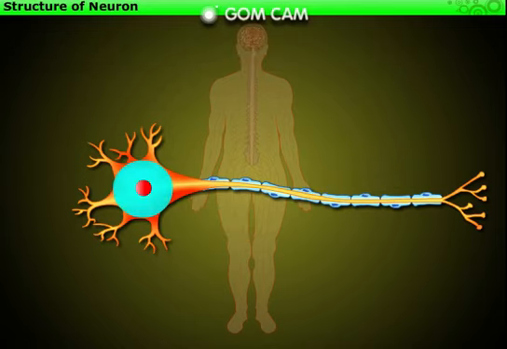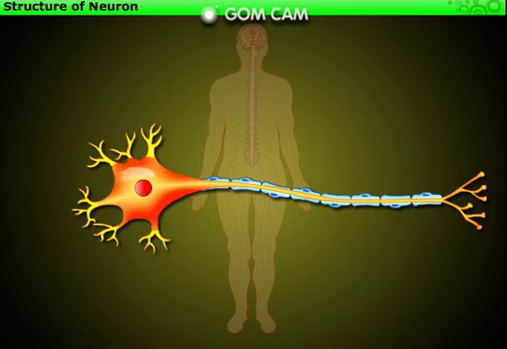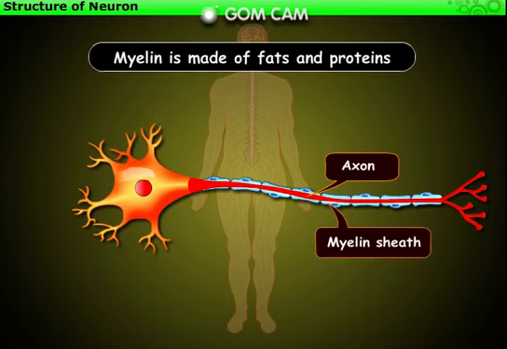The cell body of a neuron contains cytoplasm and a nucleus. A number of long and thin fibers stretch out from the cell body of a neuron. They are called nerve fibers. The shorter fibers on the cell body of a neuron are called dendrites, whereas the axon is the longest fiber of a neuron. It has an insulating and protective sheath of myelin, which is made of fats and proteins.